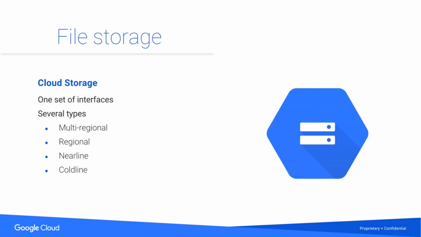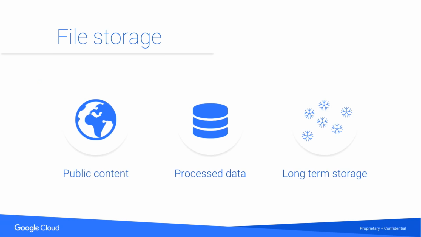So first we'll start with pure object storage. And there are several different types of storage: multi-regional, regional, nearline, and cold line. And when I think about which ones I might be using for a particular use case, let's break it down in sort of three different types of things. Public content, so a website, for example, or static content on a website. Processed data, so something that I might be processing for big data, as an example. Long-term storage, so archive data, so all of my backups, all of my disk snapshots, scanned images, videos, anything that I need to push to long-term storage.